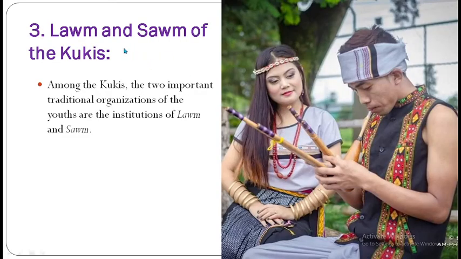Now let's come to Lom and Som of the Kukis. Among the Kukis, the two important traditional organizations of the youths are the institutions of Lom and Som. Lom simply means a group of youths coming together and forming a group so that they can help each other. Especially in the jhum field, they will make a Lom, or they will make a group, and they will work together. They will share the pain and joy and everything. In other words, Som means unmarried male members of the village, or the bachelors, coming together in the house of a lady and spending the night in that house.